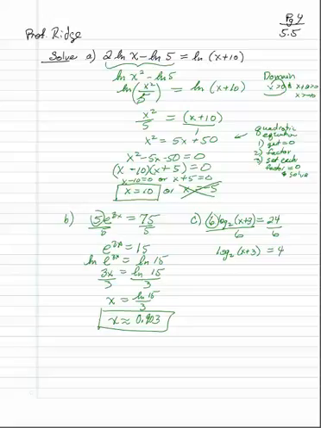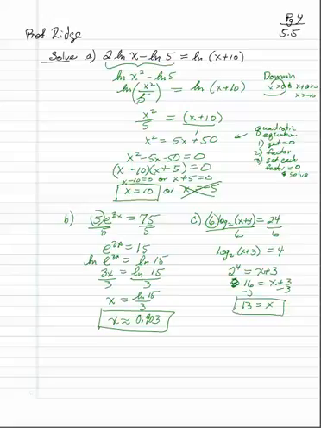Now you've got one log equals a number, so you convert it to exponential form. 2 to the 4 equals x plus 3, which is, no, that's not 8. 2, 4, 8, 16. 16 equals x plus 3. Subtract 3. X equals 13.